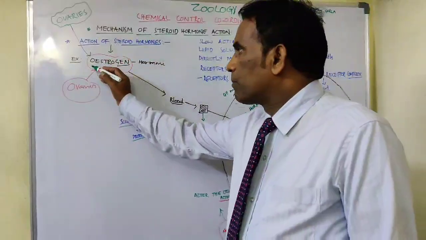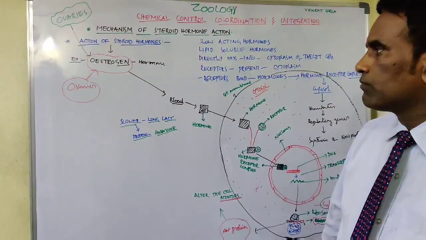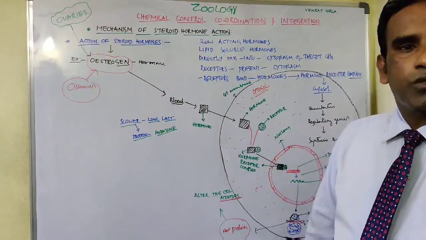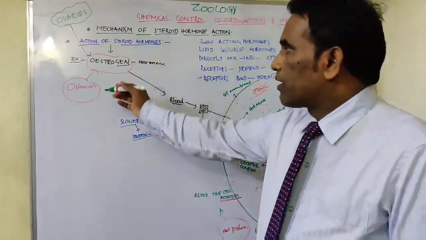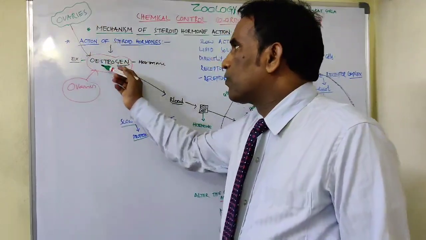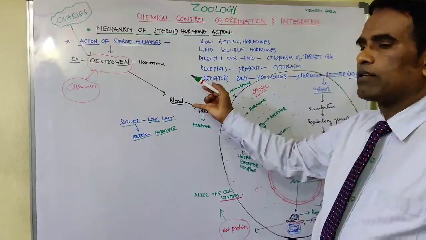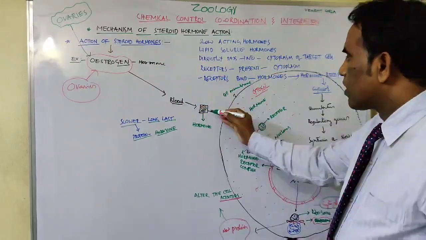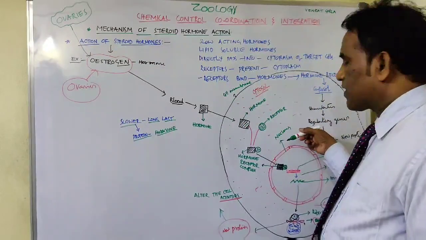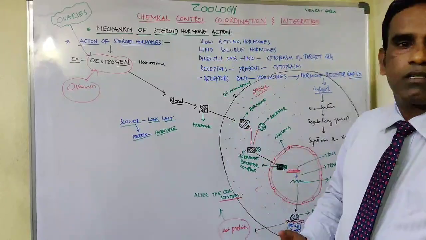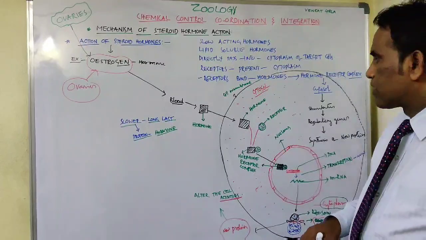See this, what is the best example for the action of a steroid hormone? Let us take the example of estrogen or progesterone. Now let's take estrogen. Estrogen is synthesized and secreted from the ovaries, and this estrogen enters directly into the blood. From the blood, this hormone enters into the cytoplasm of the target cells, because it passes directly through the cell membrane.